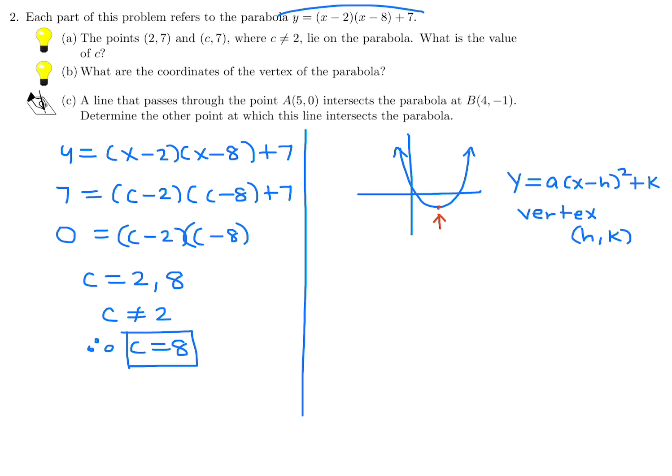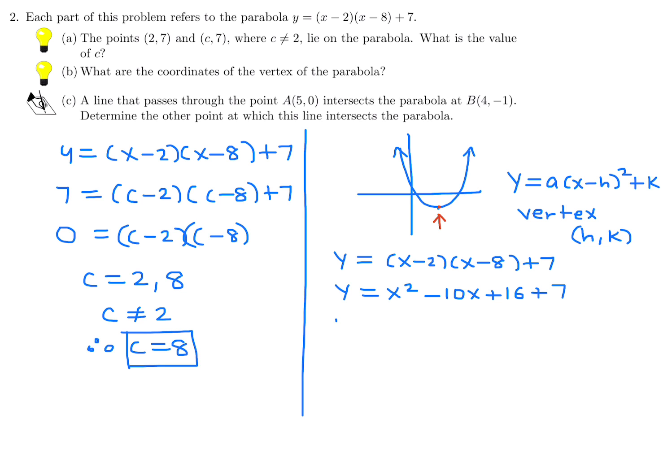So what I have to do is take this and convert it into that form. Okay, so that shouldn't be too much of a problem. All right, let's go with what we have. y is equal to (x - 2)(x - 8) + 7. So let's expand that first. So we get x squared minus 10x plus 16 plus 7. Therefore, y is equal to x squared minus 10x plus 23.